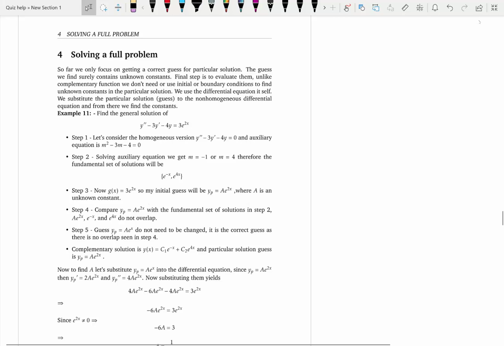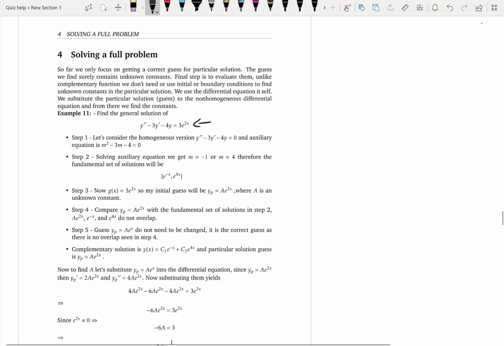Now, once you come up with a certain initial guess, you compare it with your fundamental set of solutions for overlaps. If you don't have an overlap, you keep your initial guess, but if you have an overlap, you change your initial guess by multiplying by x. So you do that over and over again. Now, that is where we stop. Now, how do we solve a full problem? Because we just came up with a guess for the particular solution. How can we find the full correct particular solution and the general solution for the differential equation? So let me show you from an example, okay?